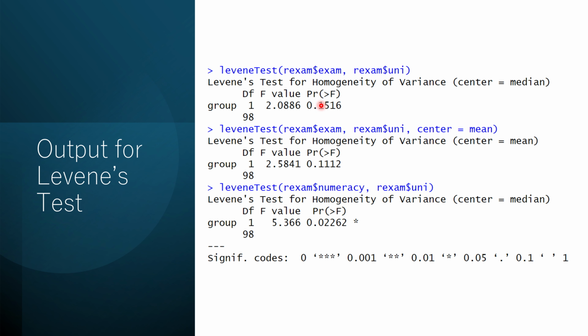In uni, the p-value is larger than 0.05, so we can assume equal variances.